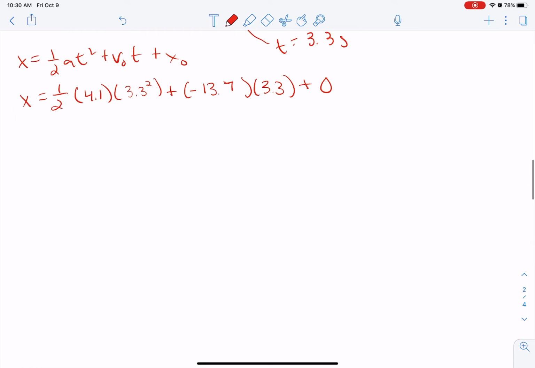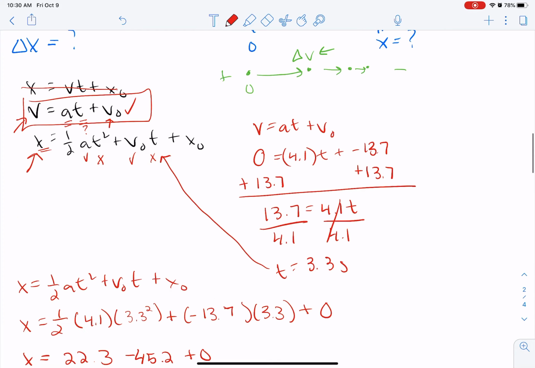Okay, so let's put this in a calculator, and we're going to get x equals 22.3 minus 45.2 plus 0. Put that in a calculator one more time, and we get negative 22.9 meters. So this is our final answer.